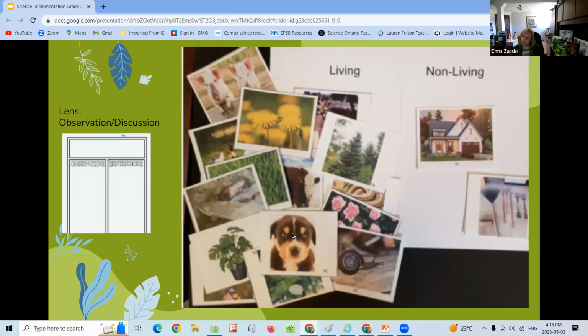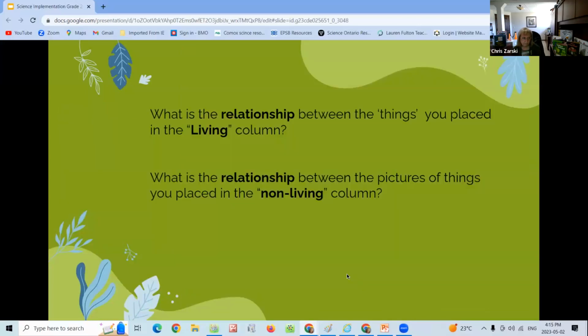And then I can pull out some of the things that they use in common language to start making connections that, oh, you're saying that all living things have this and that all non-living things had that. So I start to make those connections with the students. So what is the relationship between the things that you placed in the living column? What's the relationship between the pictures that you placed in the non-living column? What did they see? This is still surface level. There's nothing deep about this. This is just unpacking. Do they know the difference between living and non-living?